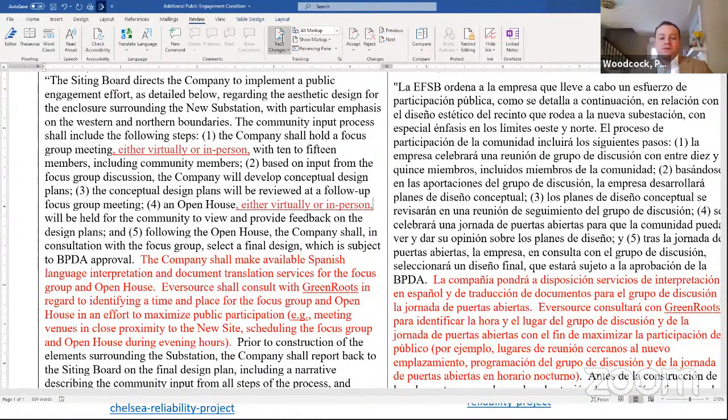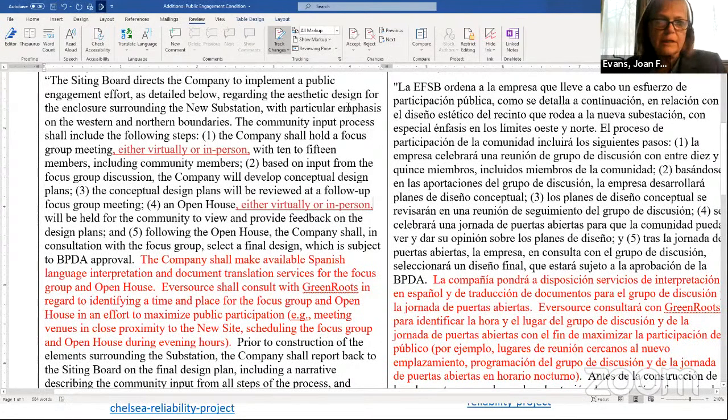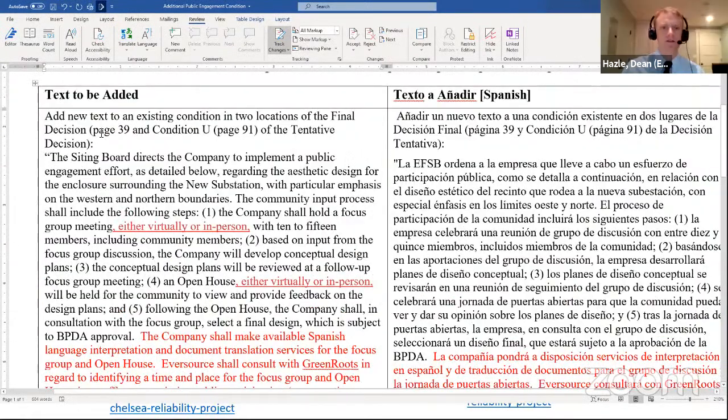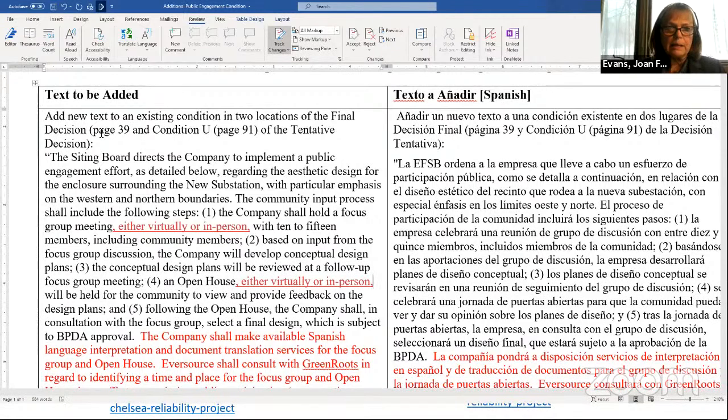So just so it's clear on the transcript, Mr. Hazel added in this paragraph that we are editing that appears on which page of the TD? Page 39 and also on page 91. The item includes a list of steps for the company to follow, and added to the first step, the focus group meeting, and the fourth step, the open house, we're adding the words either virtually or in person to those events.